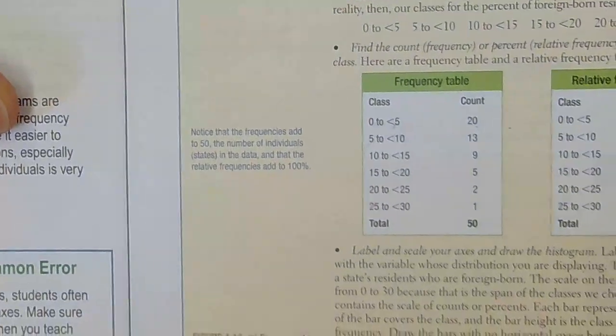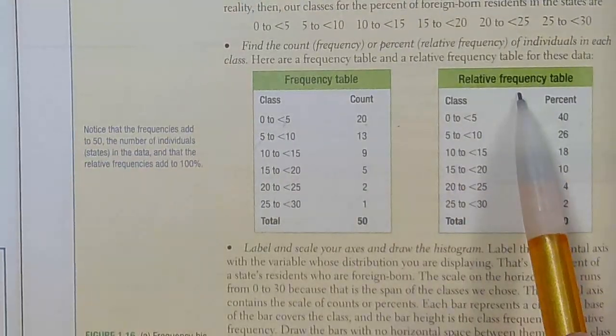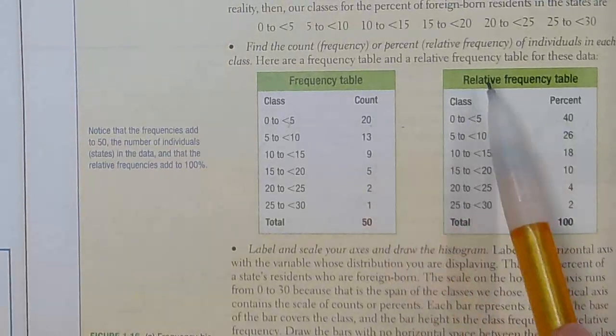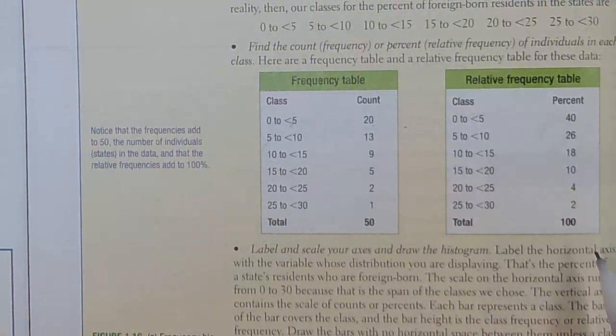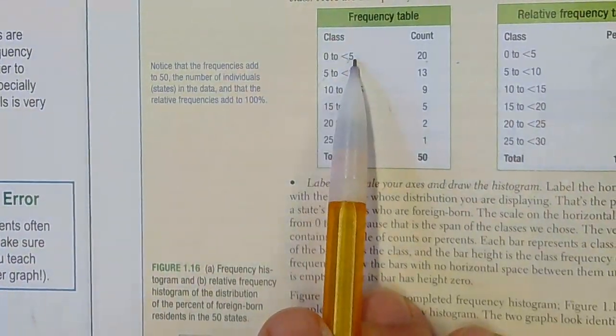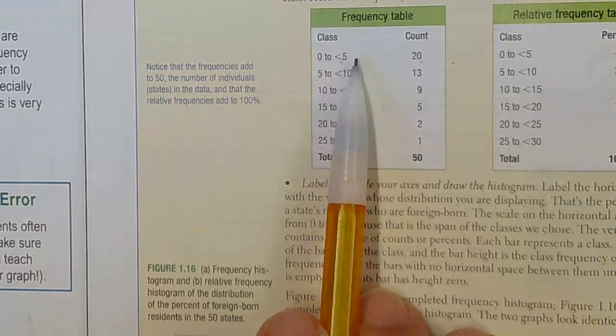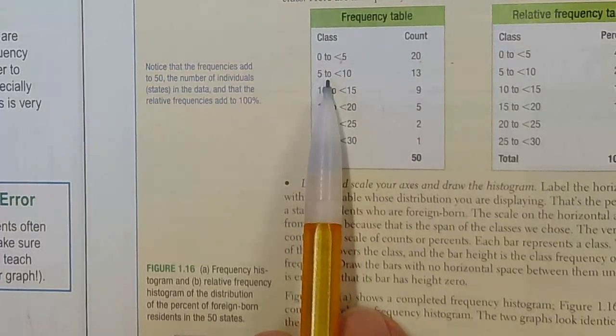All right, and then you have to go through and create a frequency table or a relative frequency table. A frequency table is counts. Relative frequency is going to be percents. So they go through this chart and start with 0 to less than 5. That's important because if something's 5%, we need to know where to put it. If it was 5%, it's going in the next class.